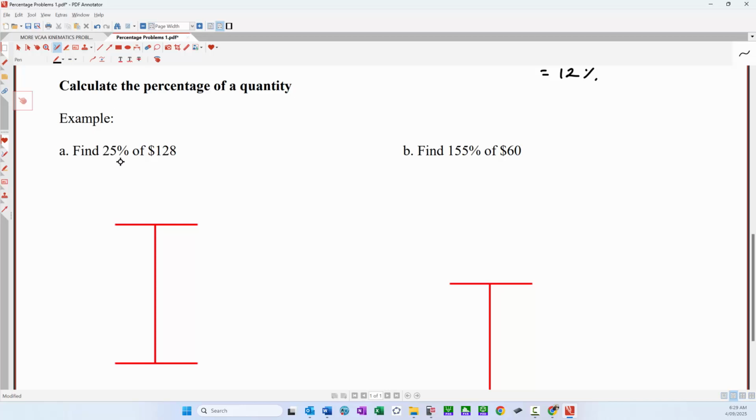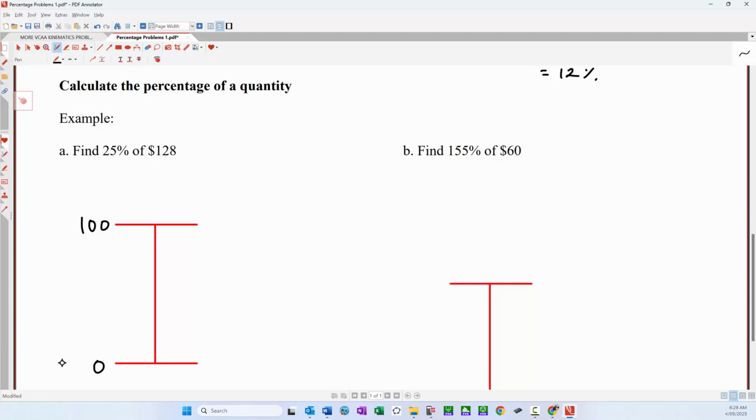Now, calculate the percentage of a quantity type question. So what we want here is 25% of 128. And I know a lot of you will know that that's just a quarter of 128, so I just quarter this amount here. But let's try it with a dual number line, because this particular technique will help you with some types of percentage problems. So this represents all of it.